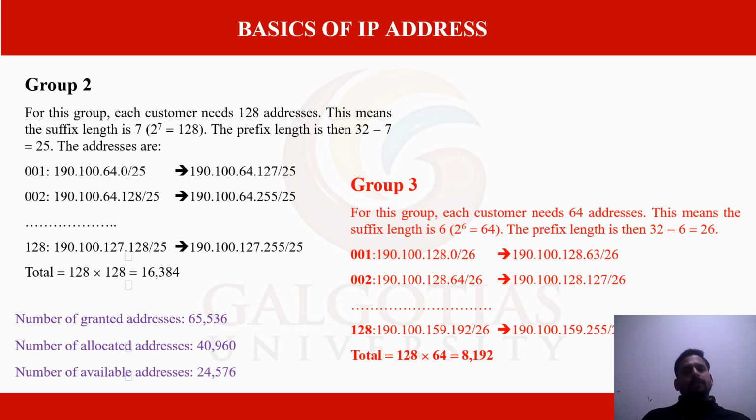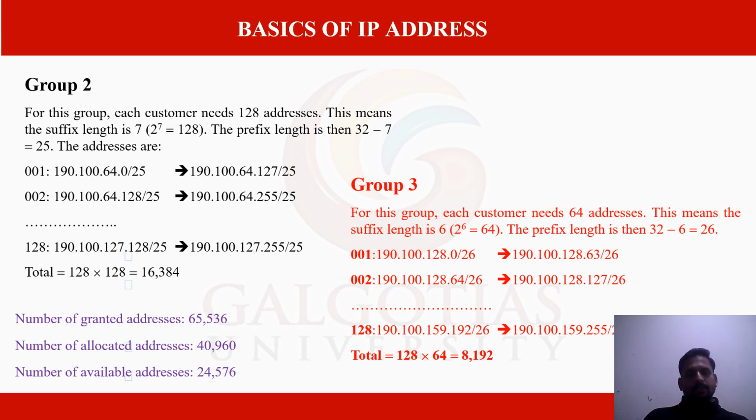So the first customer uses the IP addresses 190.100.64.0 to 127, because we know that 2 power 7 gives the value of 128. So that 128 only we need to give. It starts from 0, so it will end at 127. So 0 to 127 gives the value of 128. And we know the slash notation for this is 25 only. Like this we need to perform for all 128 different subnet groups.